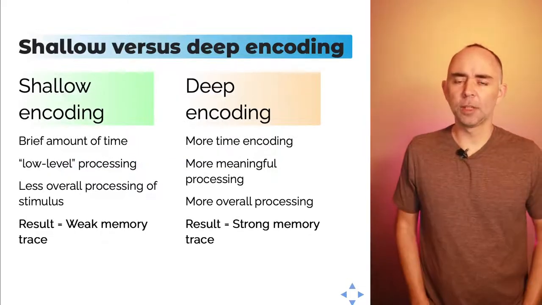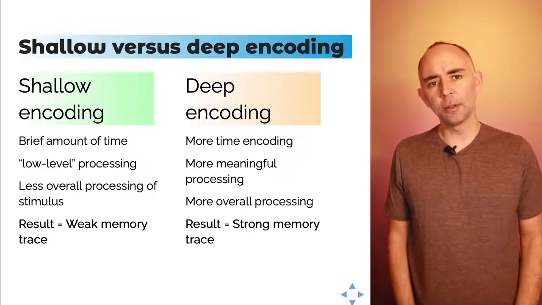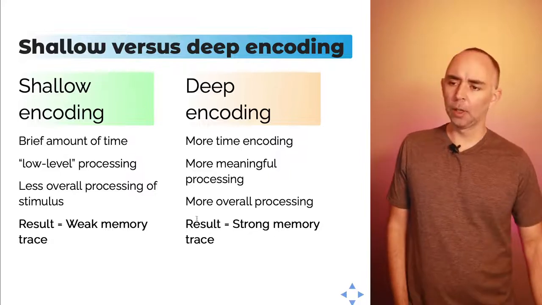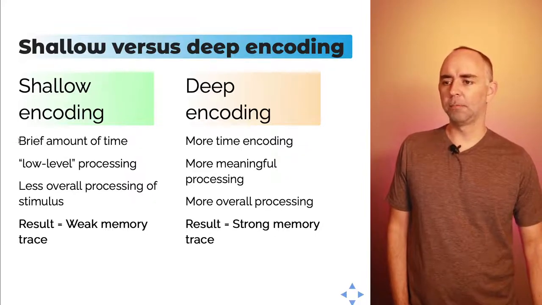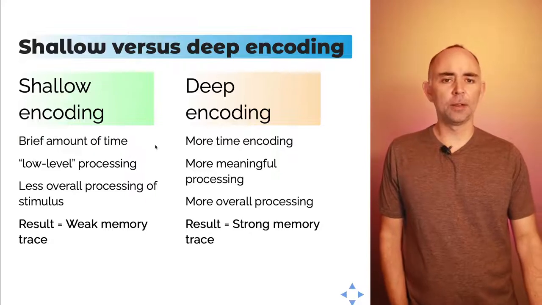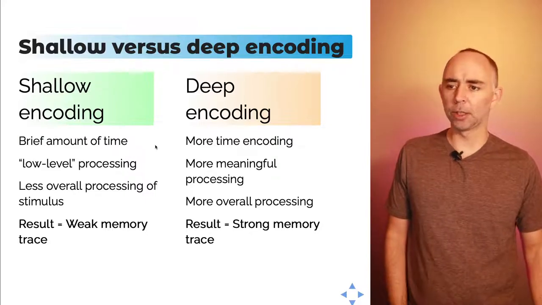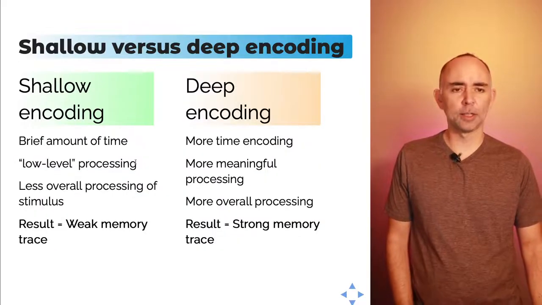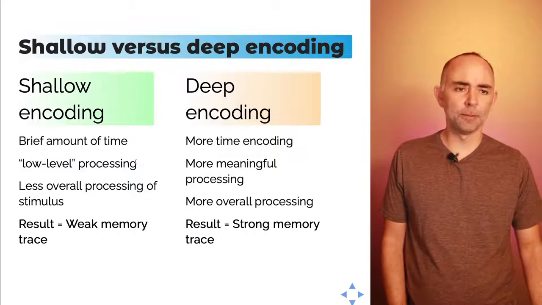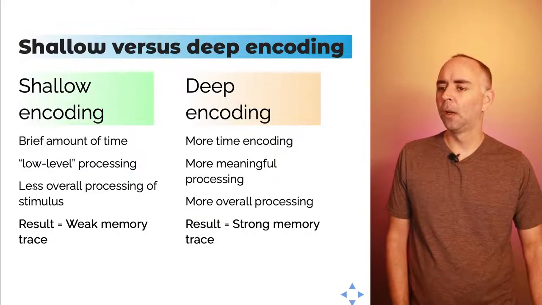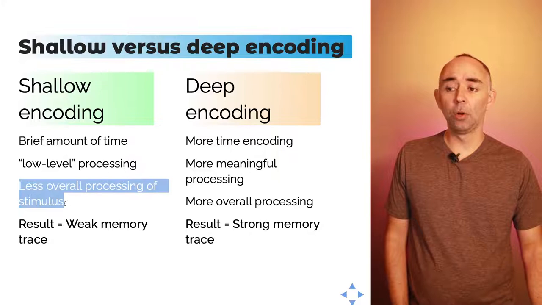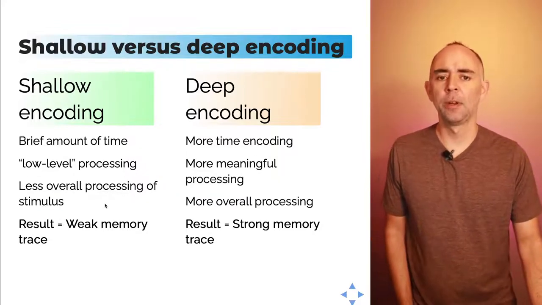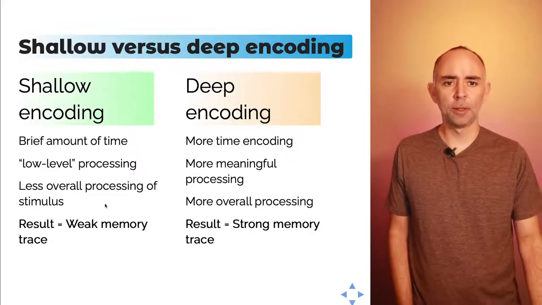They made a distinction between shallow encoding versus deep encoding. This is the basic idea. With shallow encoding, this could mean a lot of different things. It could mean you only had a little bit of time to encode some information. It could mean you had a low level of processing. Maybe the way you processed the information wasn't very meaningful. There might be less overall processing of a stimulus. All of these result in a weak memory trace.